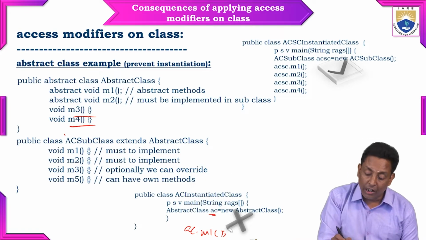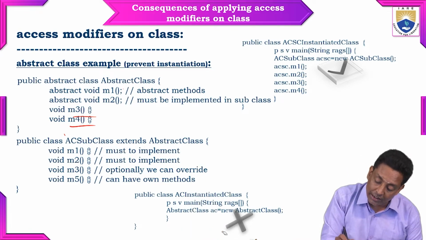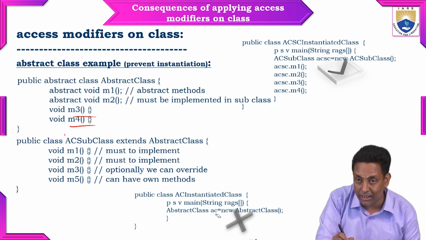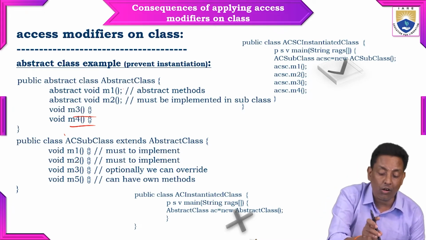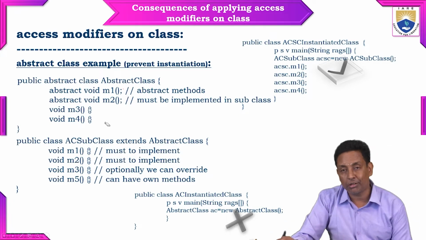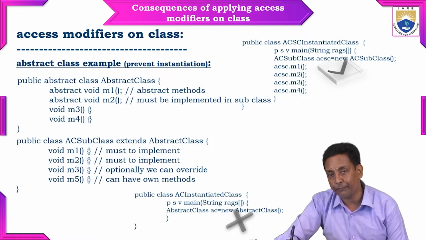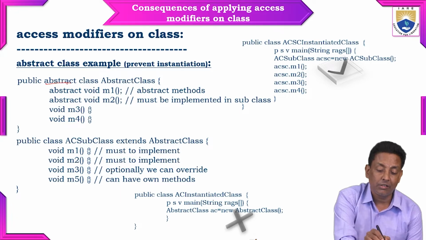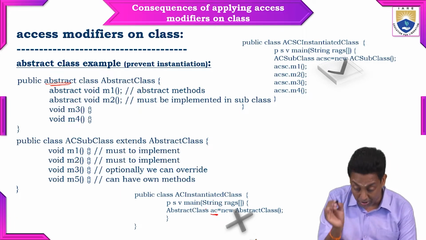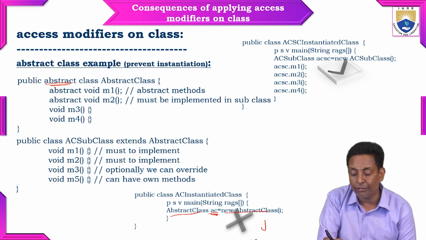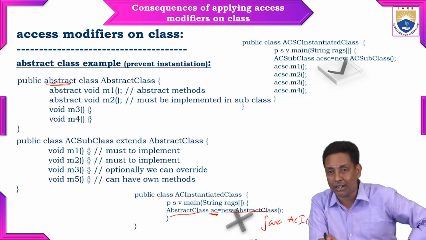So allowing the developer to instantiate the class itself is wrong. If you allow it, then no doubt the client will call the M1 and M2 methods, which have no implementation. We cannot provide implementation for M1 and M2. That is why an abstract class is designed not to be instantiated. Suppose you try it, writing AbstractClass ac = new AbstractClass, and compile with javac: it gives an error, cannot instantiate the class.